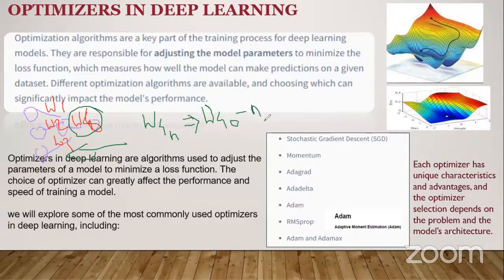minus eta. I will tell you what eta is. Minus eta multiplied by the derivative of the loss function with respect to weights. And the weight we are trying to achieve here is W4, so it will be the derivative of the loss function with respect to weight W4. So this eta is nothing but what is called the learning rate, guys.